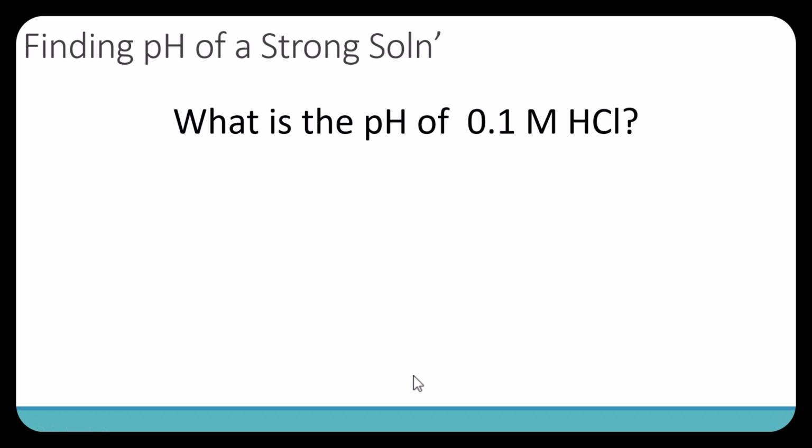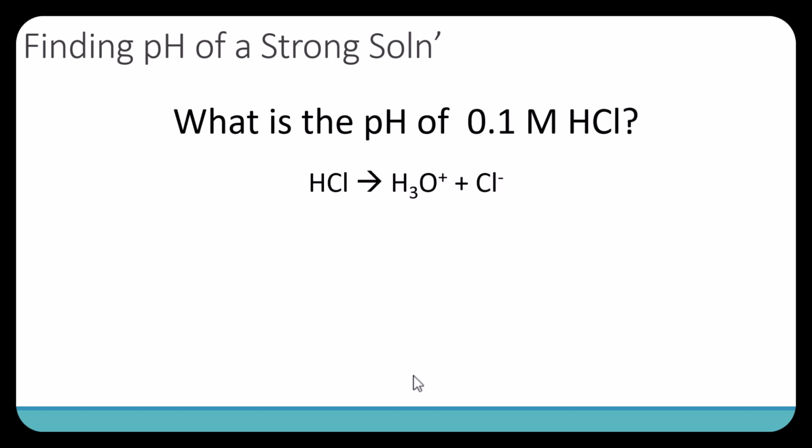So, finding the pH of a strong acid. The question that we're going to solve eventually is, what is the pH of 0.1 molar HCl? So we have to think about, what does it mean to be a strong acid? What it means to be a strong acid is that there is complete dissociation of those ions. So the hydrogen ion and the chlorine ion completely dissociate, or break apart, into solution.